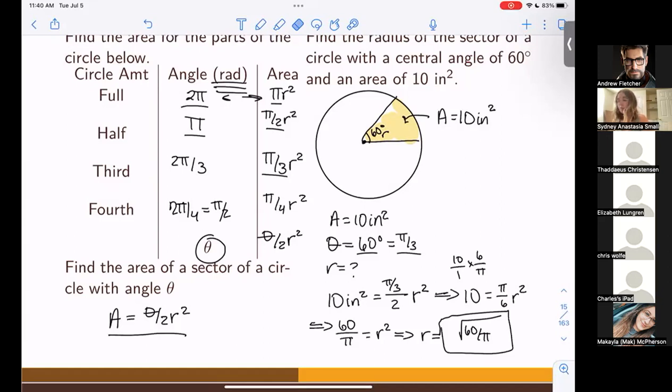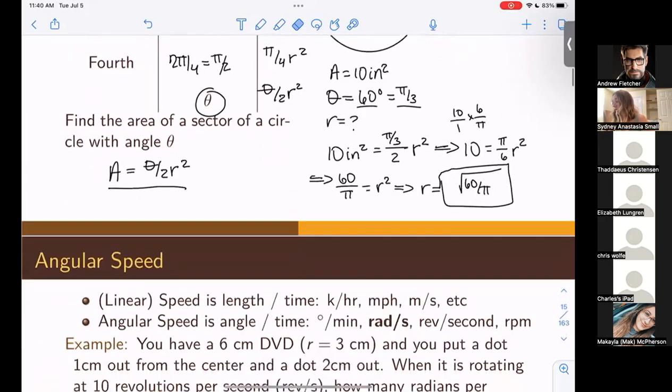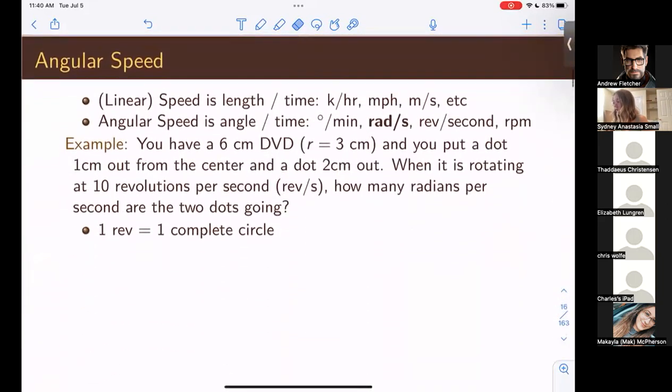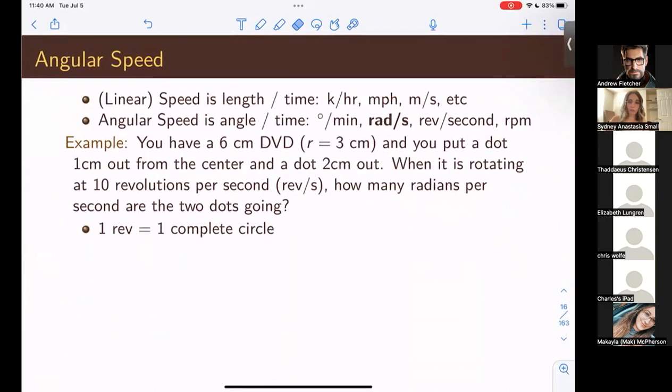Okay, I think I'm going to stop a little early this time because we are getting into a new topic, which is using all of this new vocabulary and conversions we just learned to do something called angular speed, which is talking about when we rotate a circle, how quickly things are going around, and linear speed, which talks more about distance. We will talk about this more next time and start working on some triangle trig.